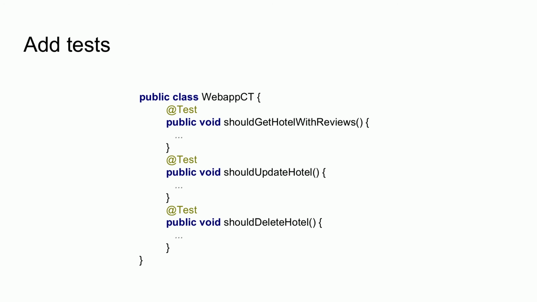And then we add tests, basically, like you would add any JUnit test. So here we have 3 tests for our web application. First, we'll test that we should get a hotel, if it exists, with reviews. So it means that it should ask this external service and return hotel information with reviews. Second test will be that we should be able to update hotel information. And the last one, that we should be able to delete a hotel.